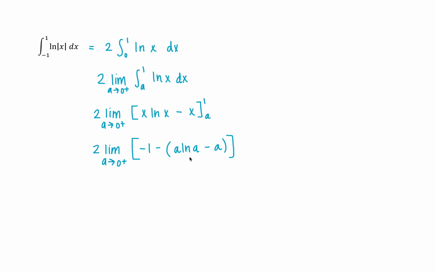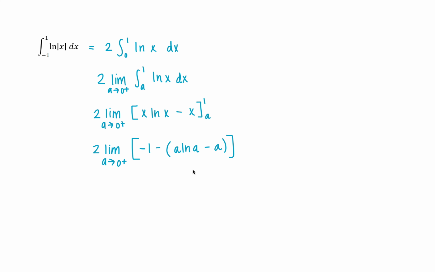So that part's done. But we have this bit here in the middle of a times the natural log of a. A couple examples ago, we had looked at the limit of a squared times the natural log of a. And I showed using L'Hopital's rule how that goes to 0. It's very similar for this one. A times the natural log of a is also going to go to 0 with L'Hopital's rule.